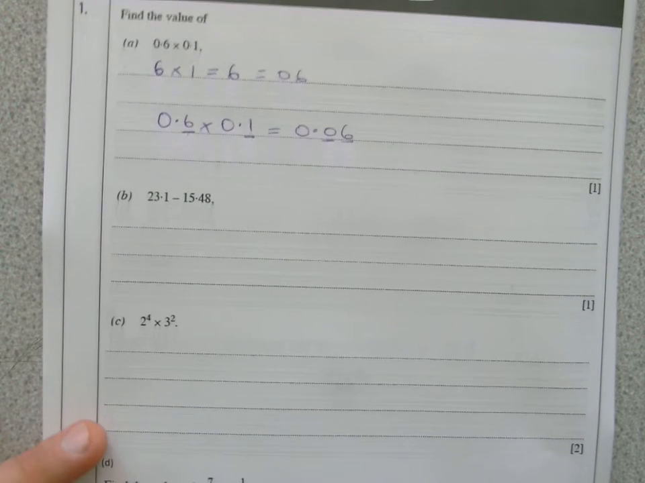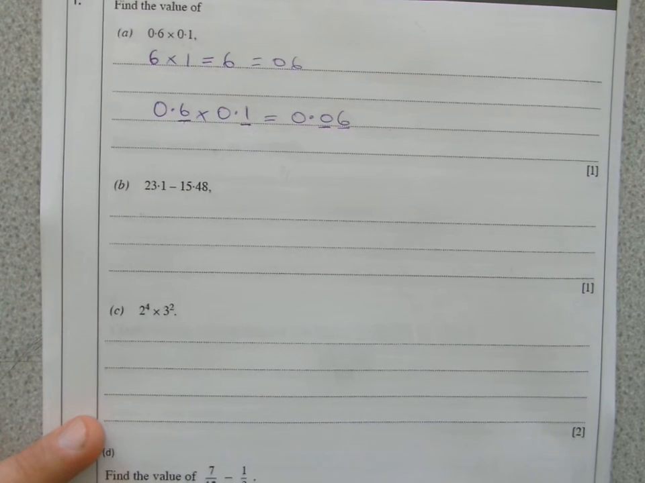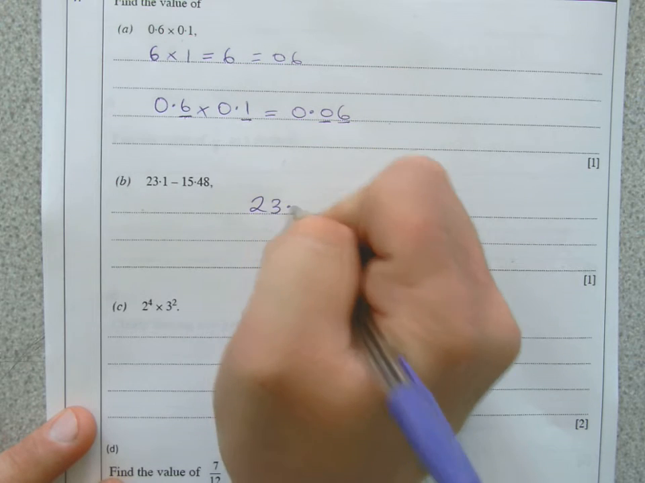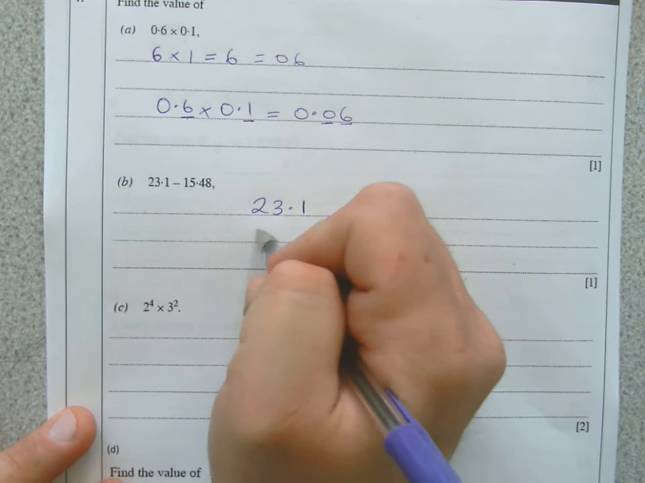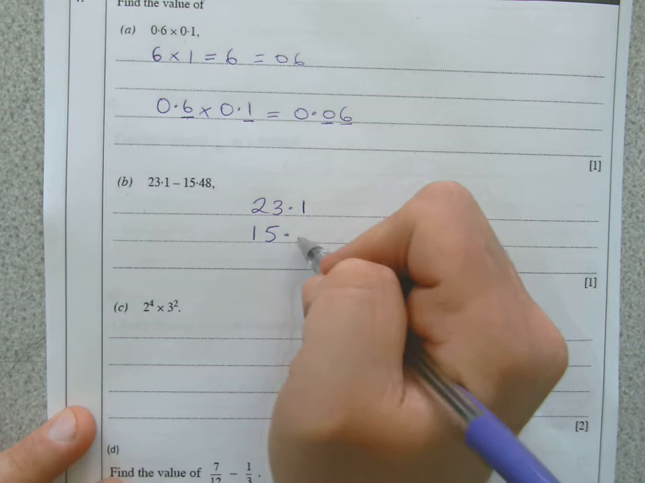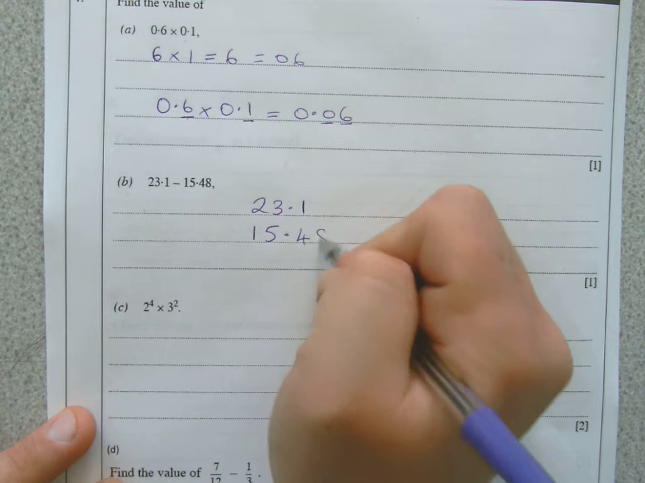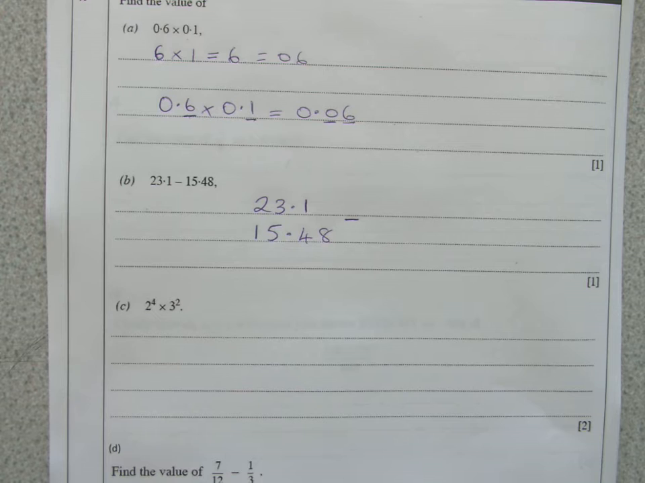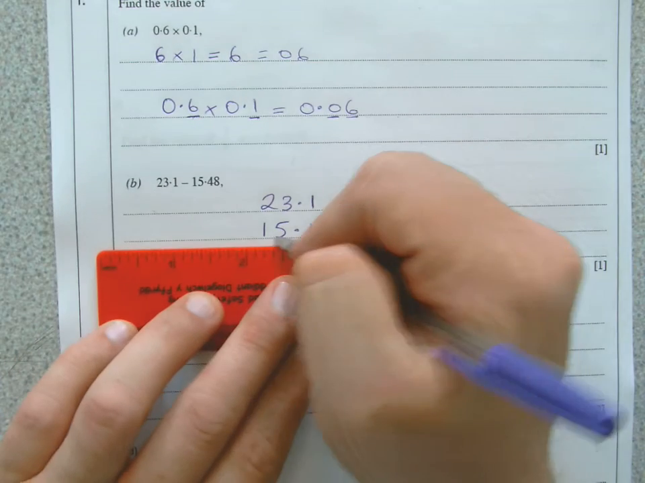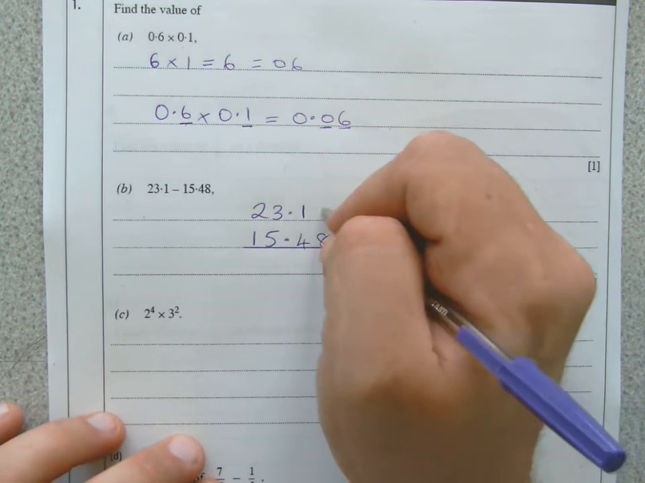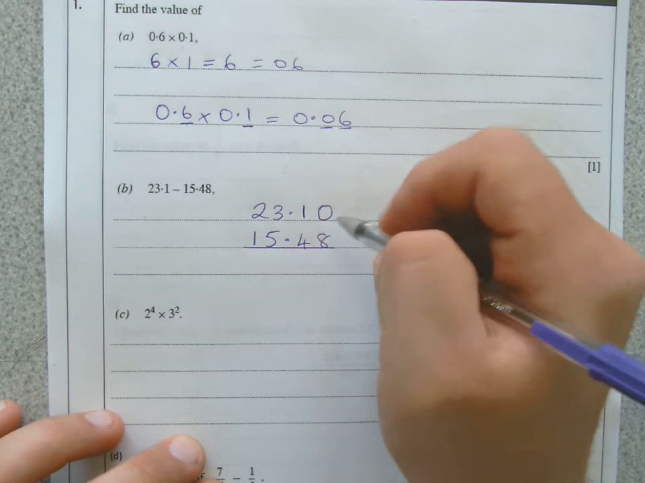Okay, part B, a subtracting one, 23.1 take away 15.48. Now when you're taking away, it's so important that you line up the decimal points, okay? So if I line up the decimal points as such, 23.1, 15.48, and then we're going to take away. Now when we take away, of course, we need to start on the right-hand side. And if you notice here, on the right hand side, you've got nothing here, take away 8. So we need to fill this gap. So we put a 0 there to represent nothing.